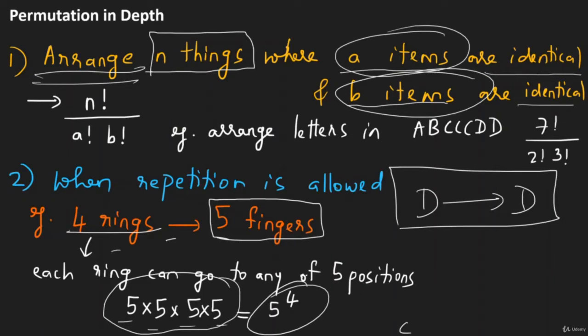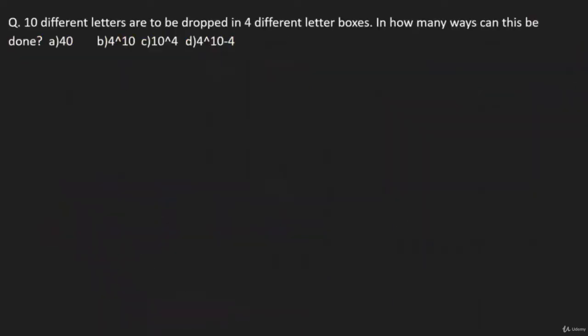So remember, the second type of question that we have discussed in this video is cases where you are given different items and you are asked to put them in different positions. In this example, we were asked to put 4 different rings on 5 fingers, and obviously the 5 fingers are different. Let's do this question. 10 different letters are to be dropped in 4 different letter boxes. In how many ways can this be done? Alright, pause the video, give it a try, and then we'll do it together.